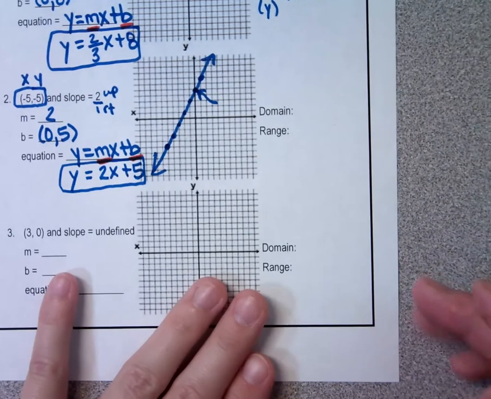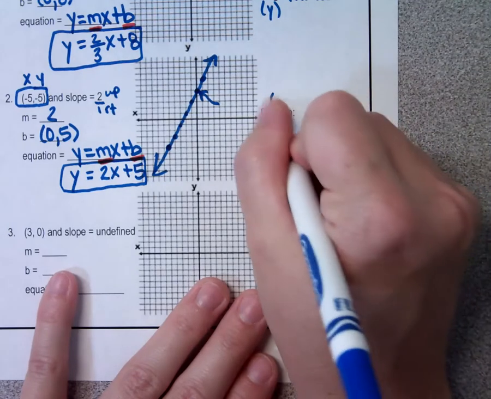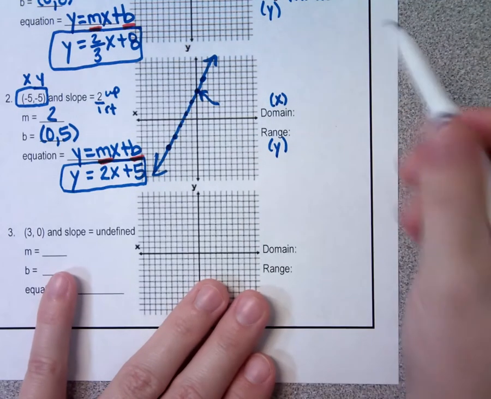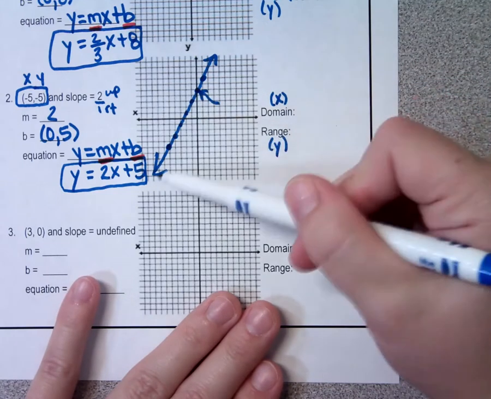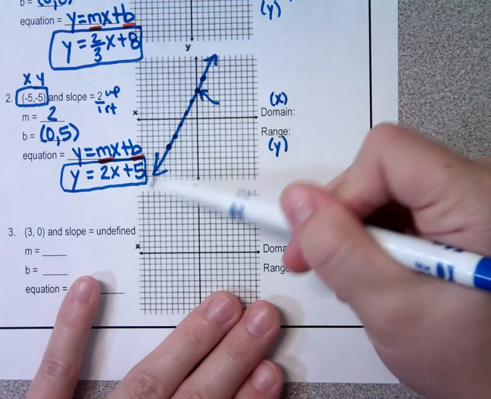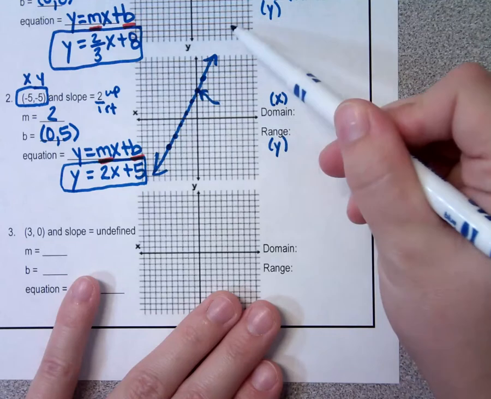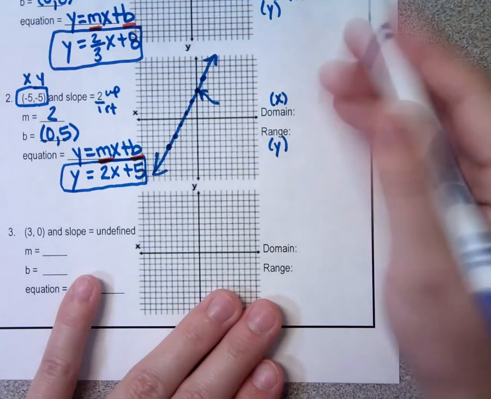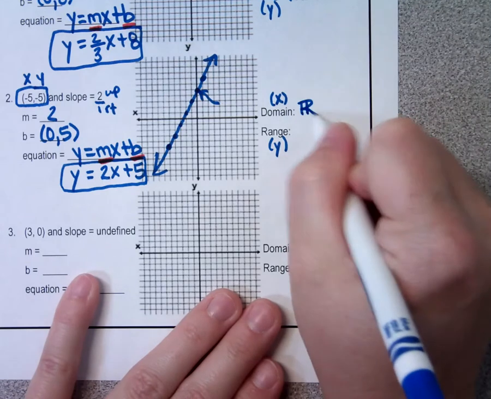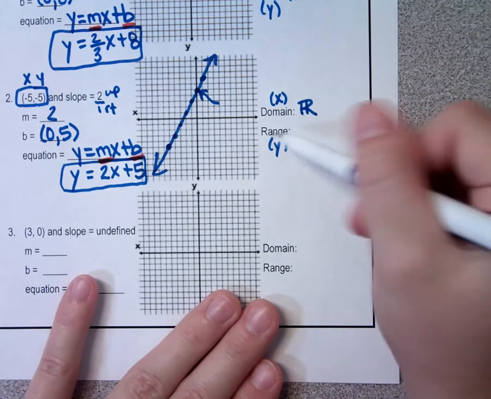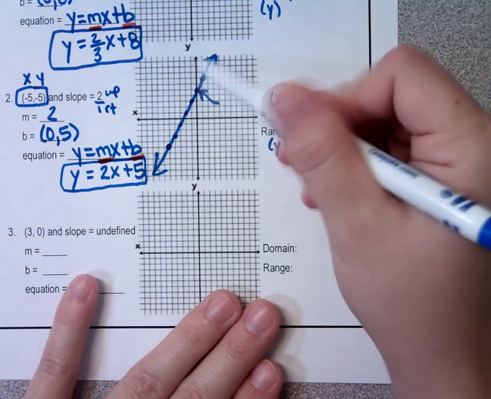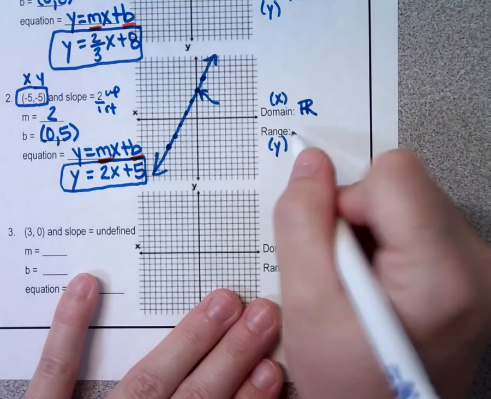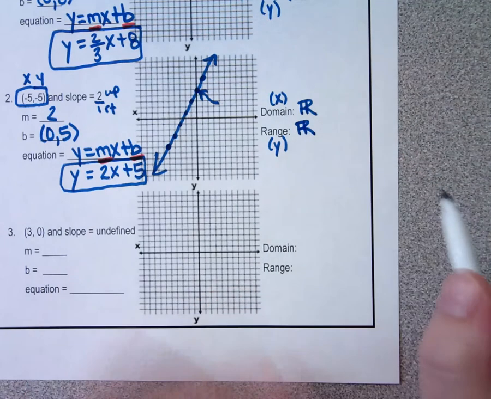Okay, domain and range. Remember, domain is about the x's, what's happening left and right. Range is about the y's, what's happening up and down. So if I look at my line left and right, it's going forever left, forever right. So if it ever goes forever left, forever right, it hits all the negatives, all the positives, all real numbers. I'm just going to draw the symbol this time. Range are your y's, that's up and down. So forever down, forever up, hits all the negatives, all the positives. So the range is all real numbers.